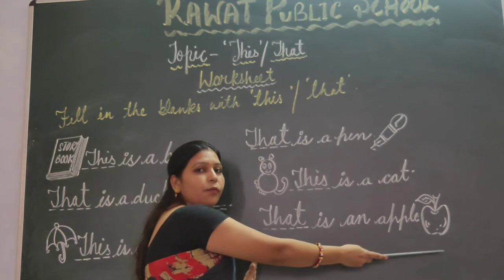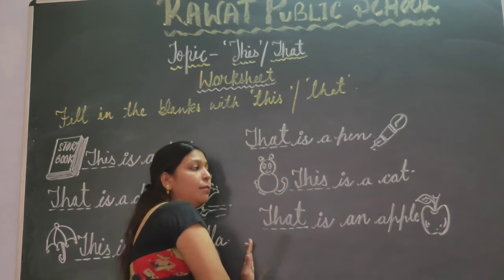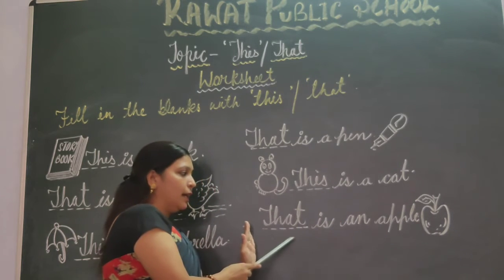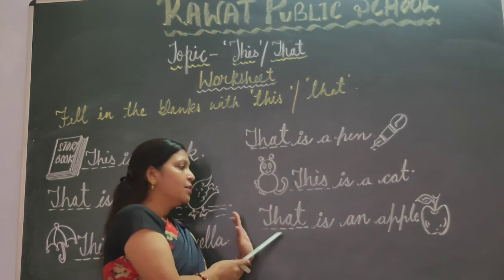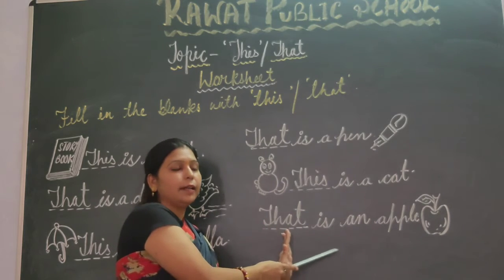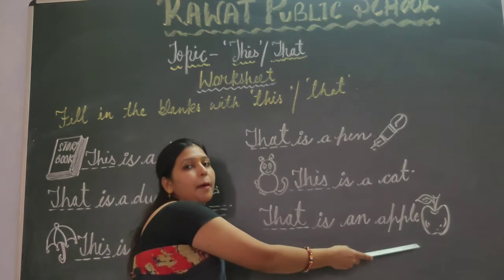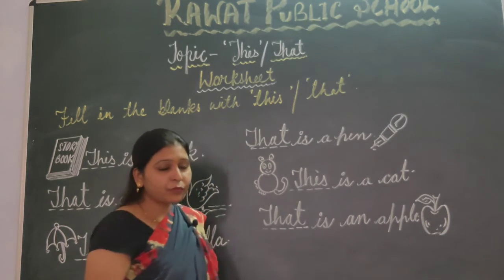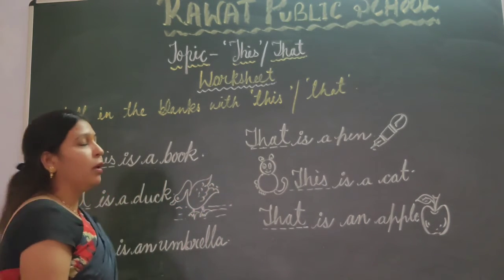It is a picture of an apple. Apple, look, is at a distance from us, it is far. That's why we are using here that. That is an apple. Now once again revise with me.